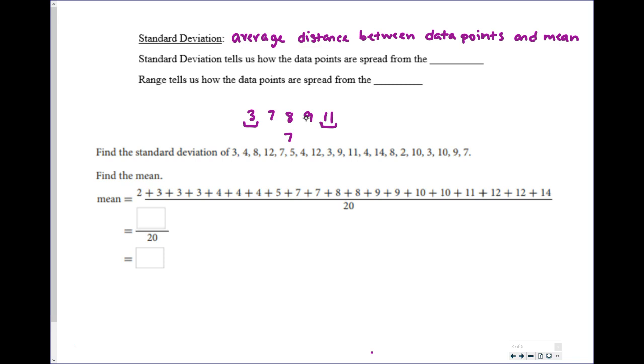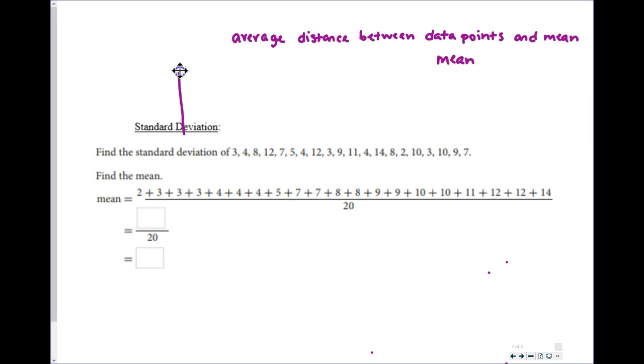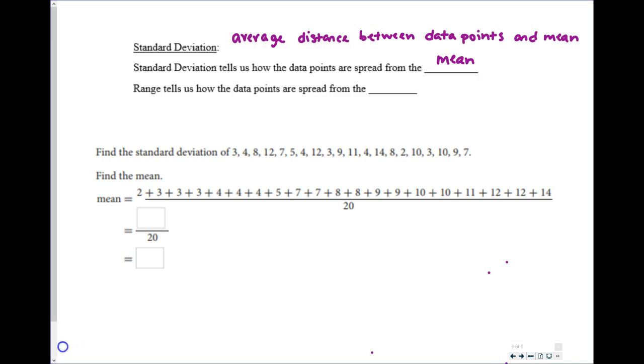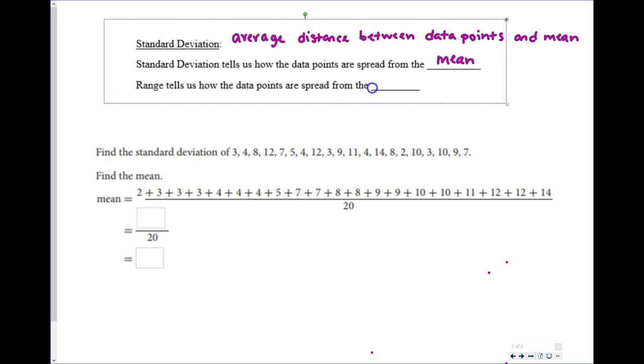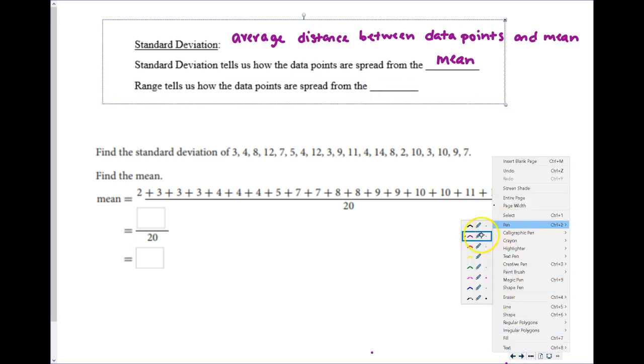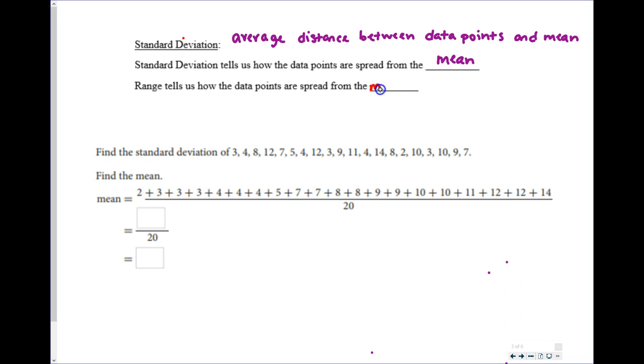So it's not very easy to see because you first have to calculate the mean and then calculate all the little distances between that and figure out one value. So it's very similar to range. The standard deviation tells us how data points are spread from the mean, whereas range tells us how the data points are spread from the median. Whoa, I don't know how that just happened. Let me fix that. Range tells us then how data points are spread from the median, which is what we've been working with, right? Finding that range, subtracting that first and last value.